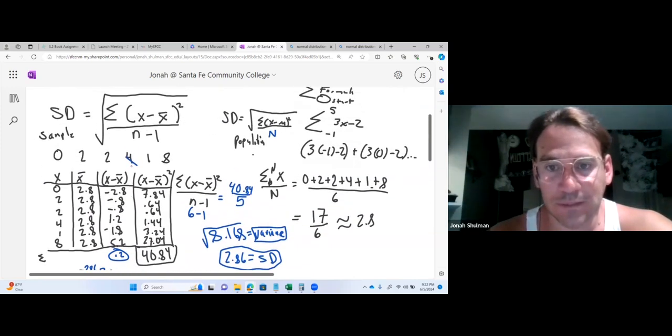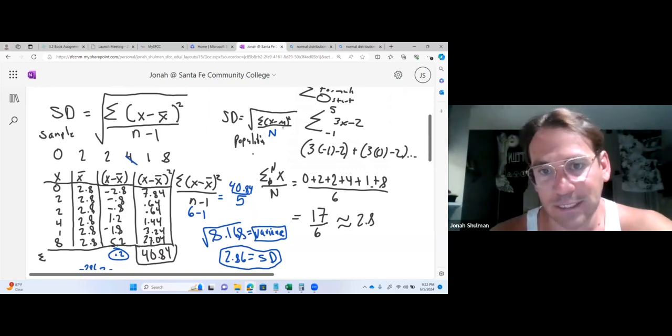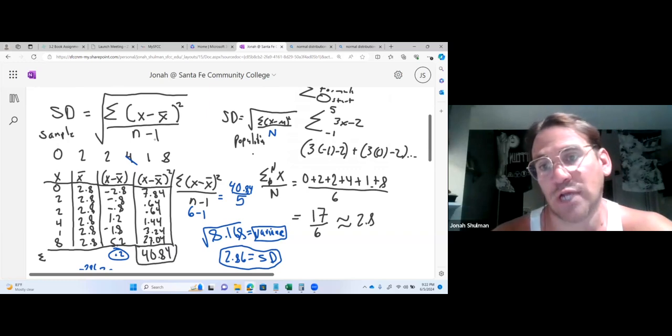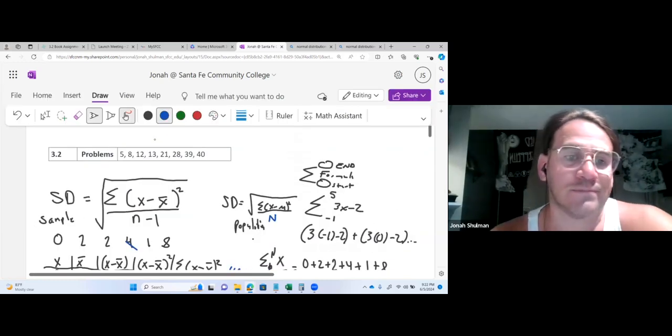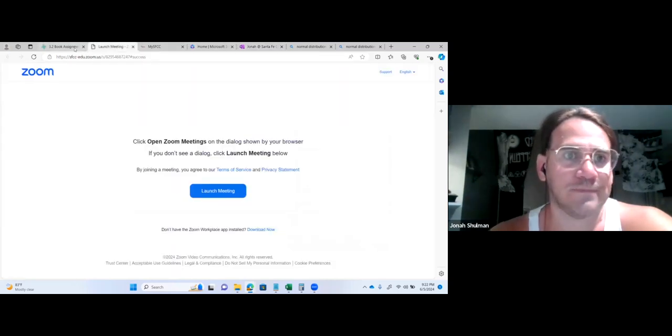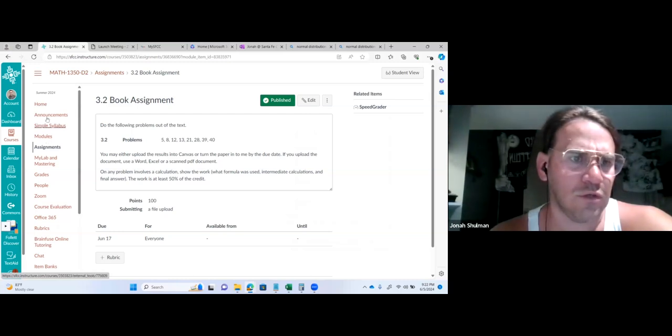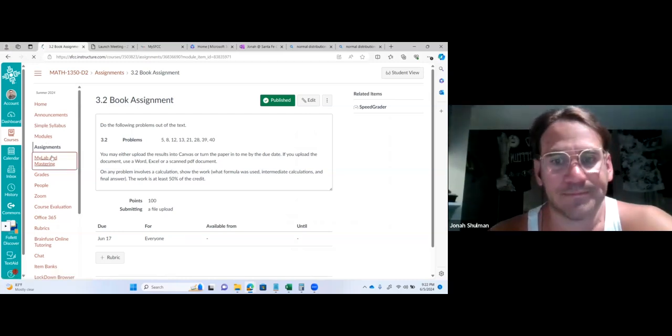That's the formula. If we had every kid in the world, or every possible day of snowfall, we use the N here, and that's the mu. But the only difference, we're not subtracting one. That's the only difference. So let's look at the book and we'll try some problems, but we're in 3.2. So here we go. 3.2. I'm going to go to my math lab.